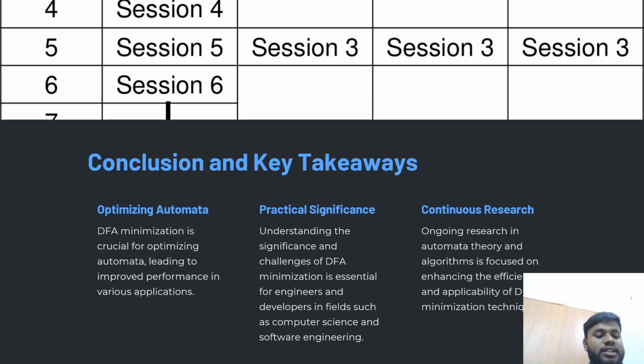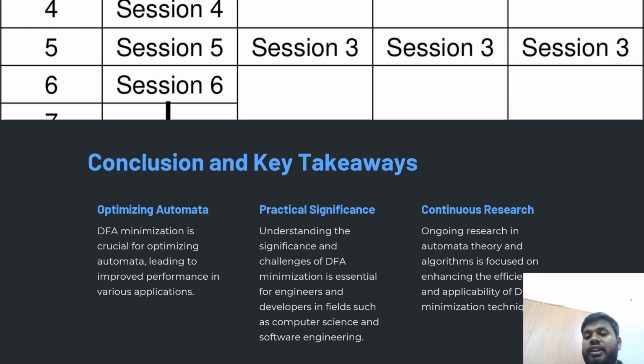Language preservation: DFA minimization ensures that the minimized automaton recognizes the same language as the original DFA, maintaining the equivalence of accepting strings. We can also handle unreachable states. States that cannot be reached from the initial state, or do not lead to an accepting state for an input, can be safely removed during the minimization.